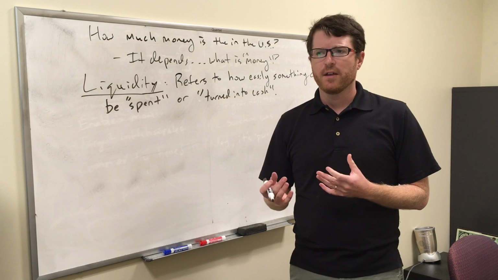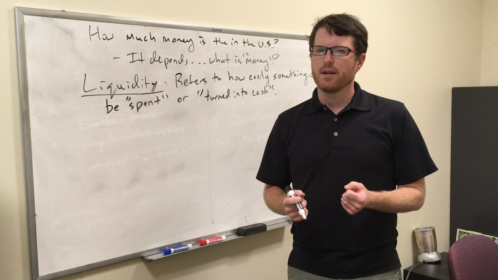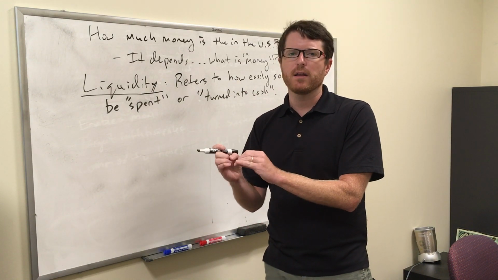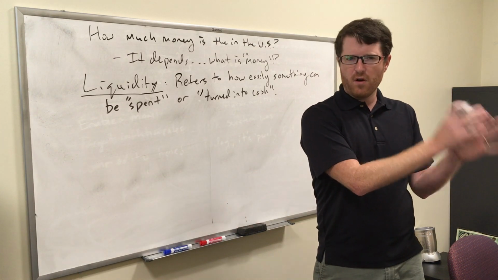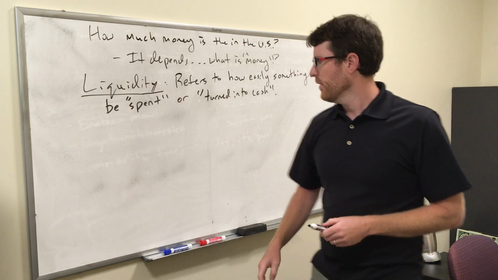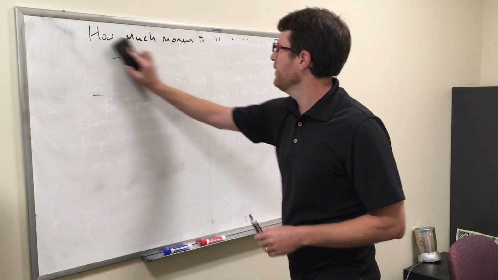A savings account takes a little bit of time to spend, but it's still quite liquid, okay? So the things that are very liquid, like cash and coins, are definitely money. Things like houses aren't very liquid, so we never really consider that money in the true sense. So we actually have two measures to calculate how much money is in society.